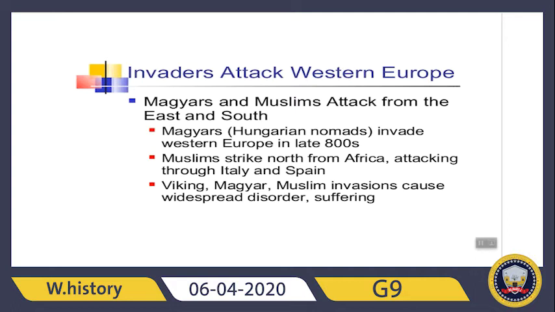Now you should know a little bit about the Magyars. Who were the Magyars? You can say they were the people of Hungary. Hungary is a country of Europe. The Magyars were Hungarian nomads, and they invaded Western Europe in the late 800s. So here you find the date. Muslims struck north from Africa, attacking through Italy and Spain.